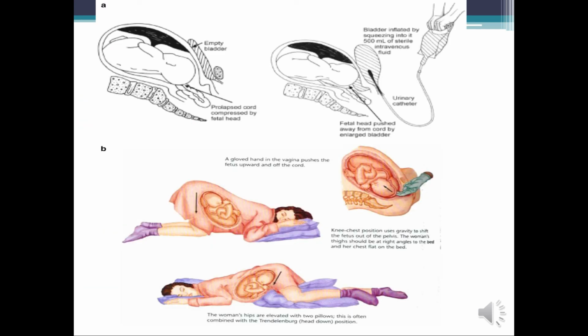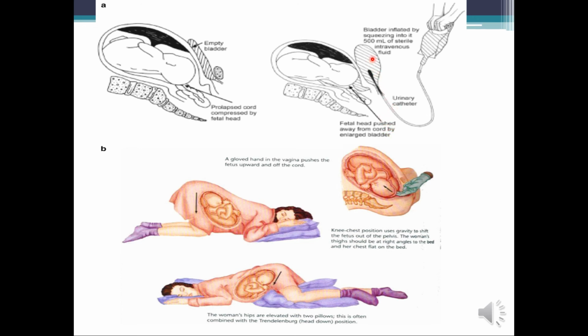Here, this is knee chest position with the head down, pushing the presenting part so as not to put pressure on the umbilical cord. We elevate the mother with 2 pillows, in a head down position. Here we push the presenting part to relieve the pressure on the umbilical cord.